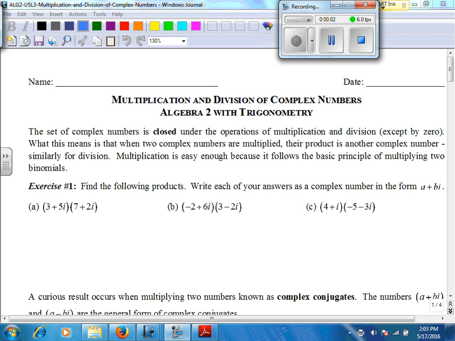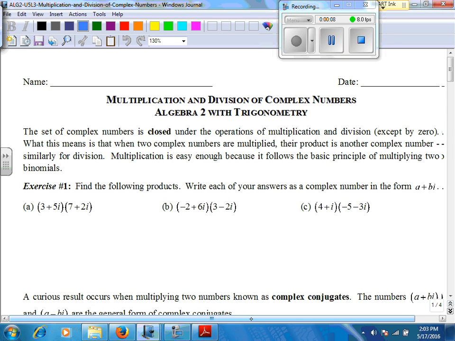This lesson is going to be on multiplying and dividing complex numbers, which just means that it has a real number portion and an imaginary number portion. So you're going to see the letter i showing up a lot, which you should know about from previous lessons. And in general, you should know your 4 basic powers of i. So we've got i squared, i cubed, and i to the 4th.